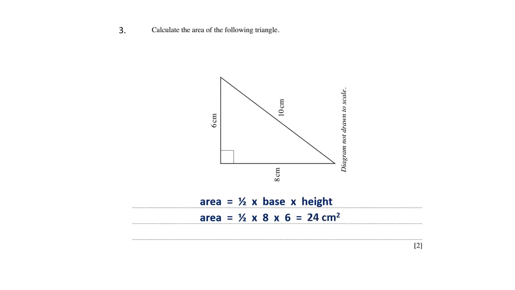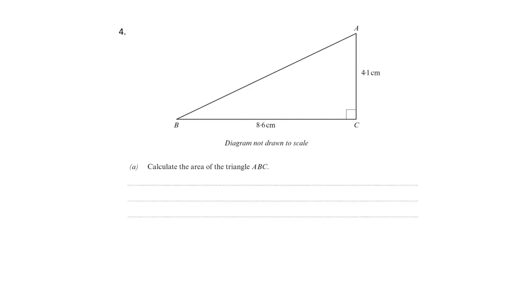Excellent. Let's have a look at number 4, another triangle one, and this time they've not put any extra sides in to try and confuse us. It's just straight half times 8.6 times 4.1. And that would be on a calculator paper. They wouldn't expect you to do that without a calculator. And the answer should be 17.63 centimetres squared.